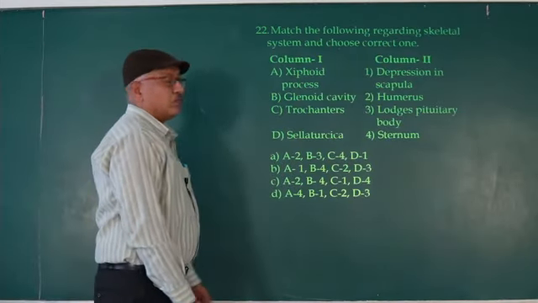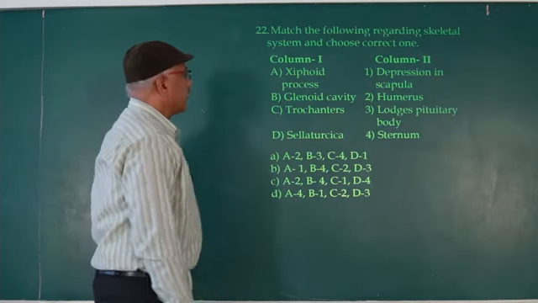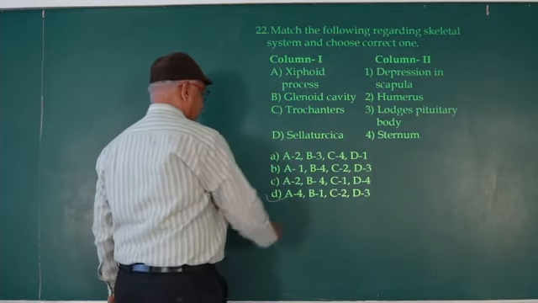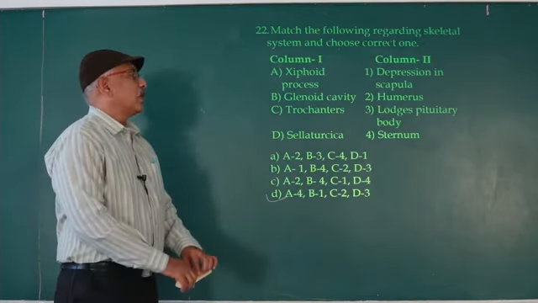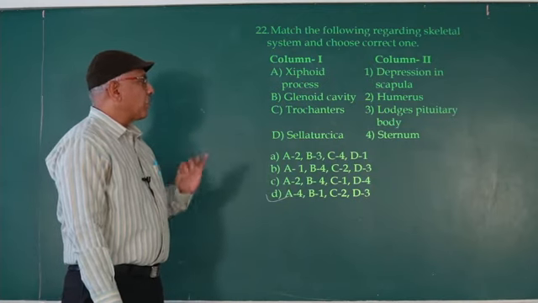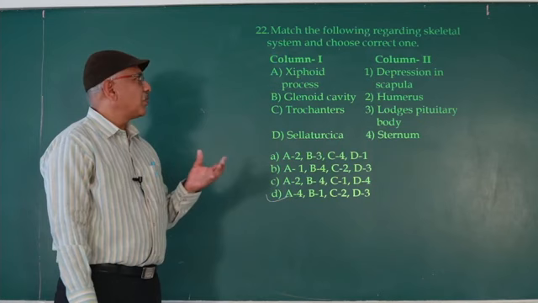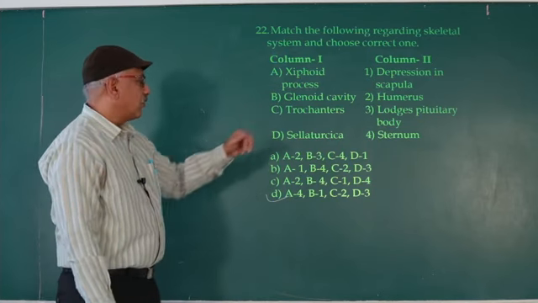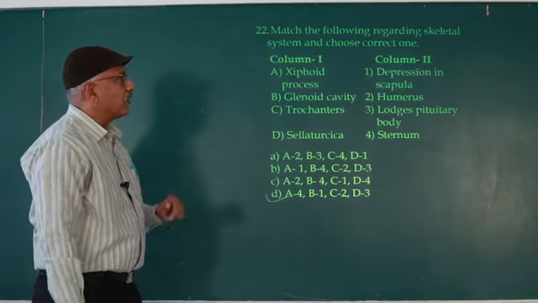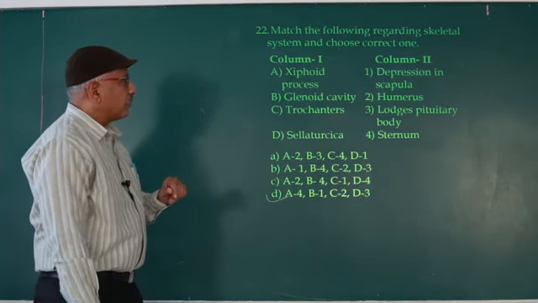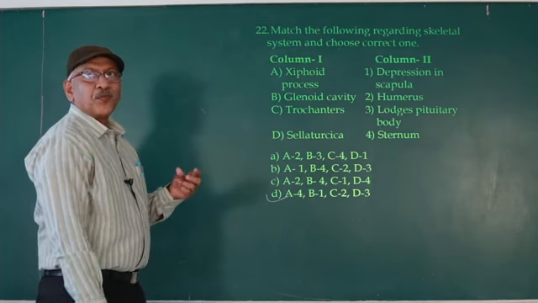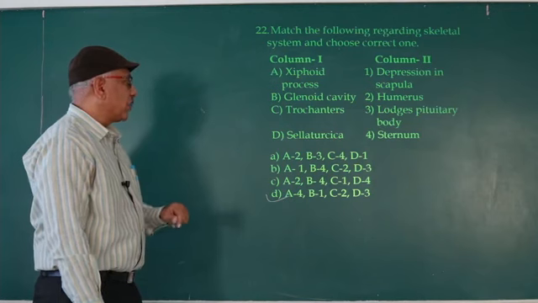Match the following: xiphoid process, that is sternum. So sternum, anterior part: manubrium, body, xiphoid. Posterior part of sternum contains xiphoid process. So xiphoid process, sternum. A glenoid cavity, depression in the scapula. Trochanter, humerus contain trochanter, small convexity in the posterior part.